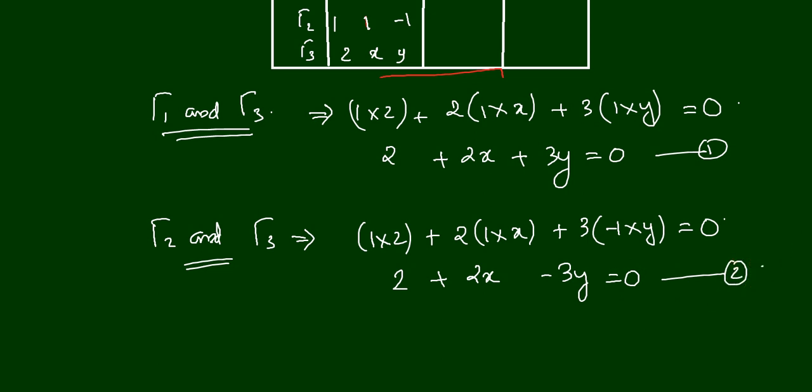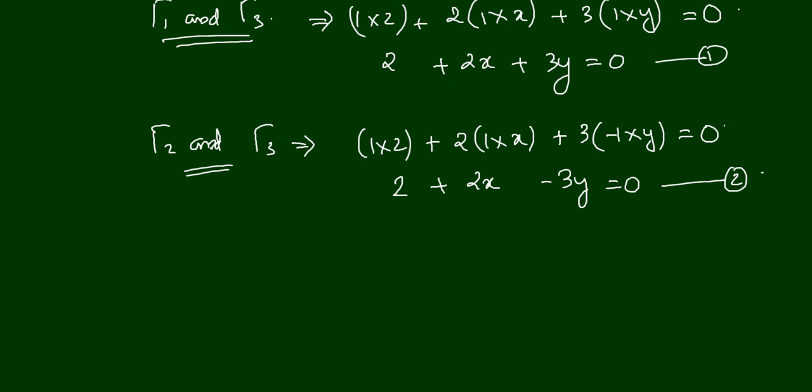Now let me add equation number 1 and 2. 1 plus 2 gives 2 plus 2, that is equal to 4, plus 2x plus 2x, that is equal to 4x, plus 3y plus minus 3y, that is equal to 0. So 4 plus 4x is equal to 0. Let me call this equation number 3.